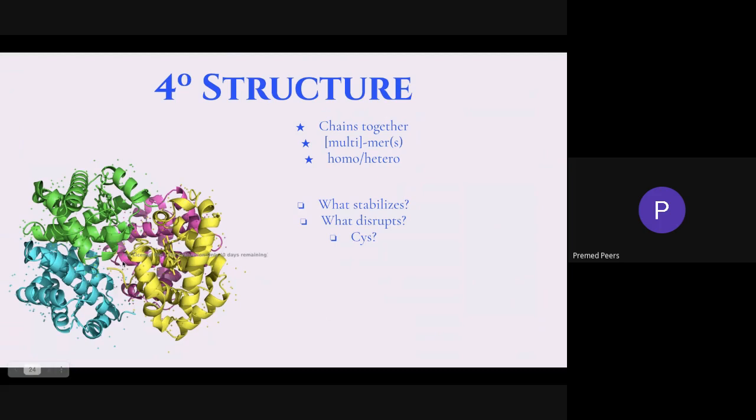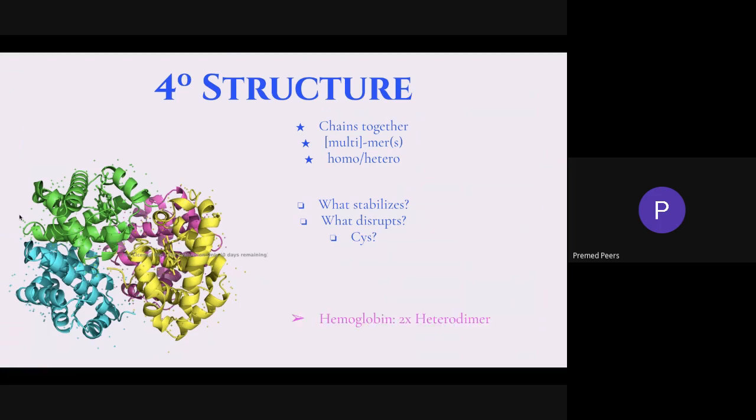Again, some of the questions that we are asking ourselves are: what really stabilizes these things? What disrupts these interactions? And why do we always care about cysteine? Because cysteine is the only one that can be oxidized to form the disulfide bond to hold all these structures together if they're coming from different amino acid primary sequences.